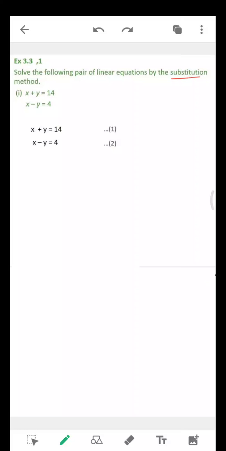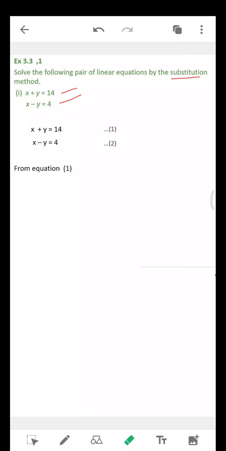Substitute. So basically in this method what we do, we will take any one of the given equations, either the first equation or the second. You can take any one equation, keep this in mind. From any one of the equations we will find x value. So let's see how to do that.